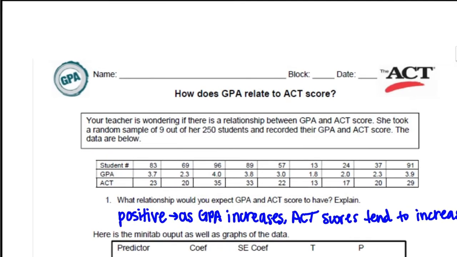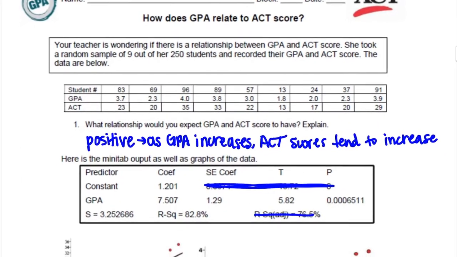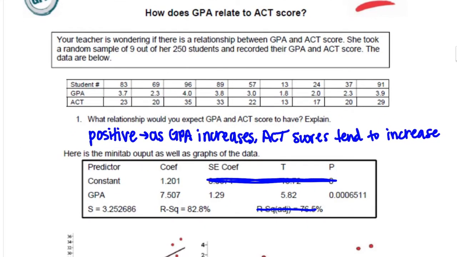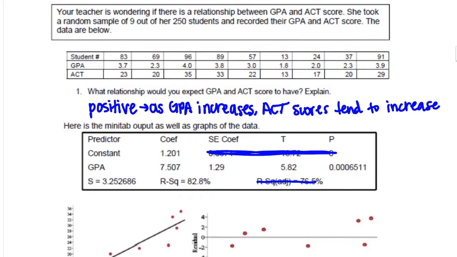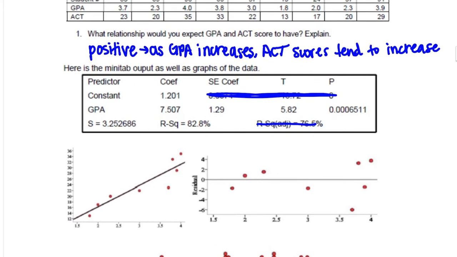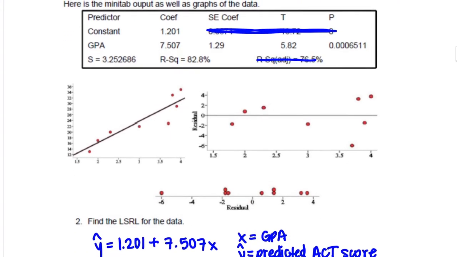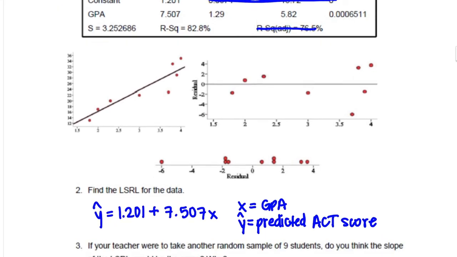Okay, so I would expect the relationship to be positive. As GPA increases, I expect ACT score to increase as well. Don't forget that we don't use these top 3 values in this table. We haven't used these 2 yet, but we will maybe later today, the T and the P. Cross off the adjusted. And then we are defining our variables.